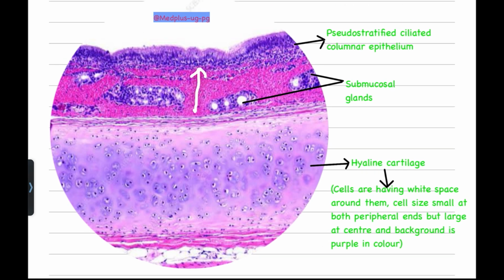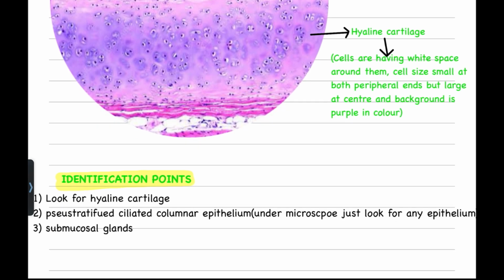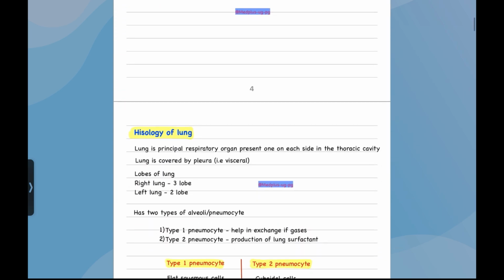And we can see this is the submucosal layer. It contains serous glands and mucus glands, and the epithelium, which is a pseudostratified ciliated columnar epithelium. And here we can see the adventitia, which is made up of fibrous tissue. For identification, we will see hyaline cartilage, then pseudostratified ciliated columnar epithelium, and submucosal glands.